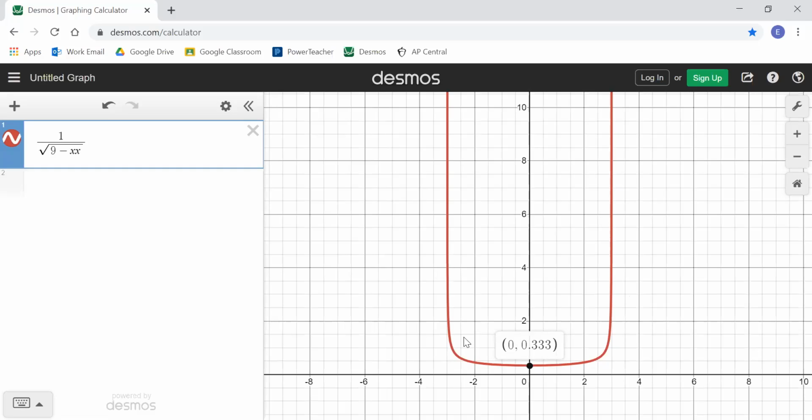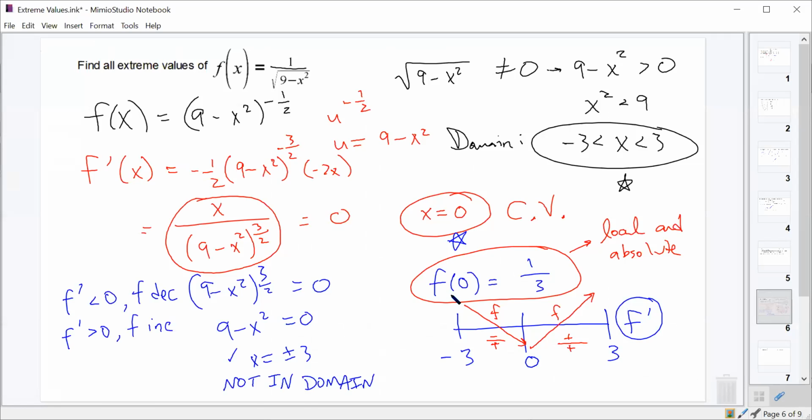at x equals 3. So pretty cool, really, that without knowing what this graph looked like, we had a general idea of what its graph should look like. We knew that it should decrease from -3 to 0, hit a local and absolute minimum of 1/3 at x equals 0, and then start increasing again after that towards the vertical asymptotes at -3 and 3.